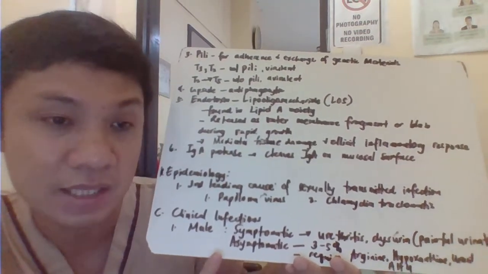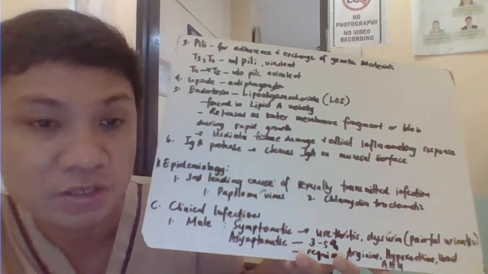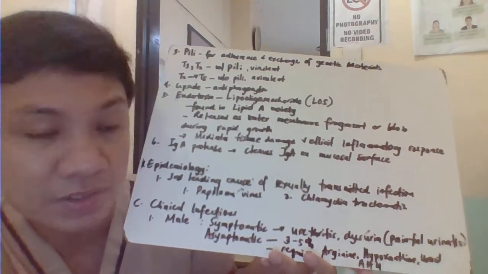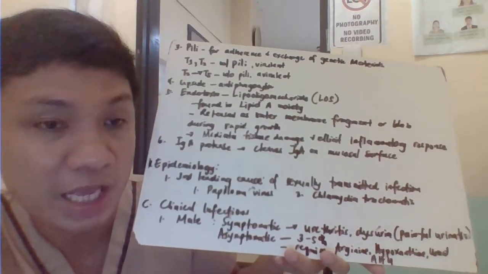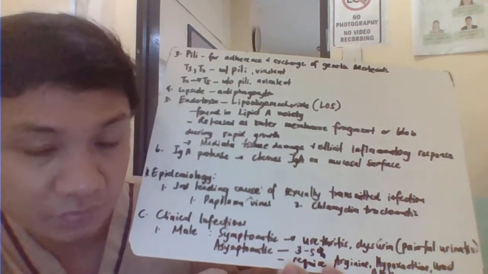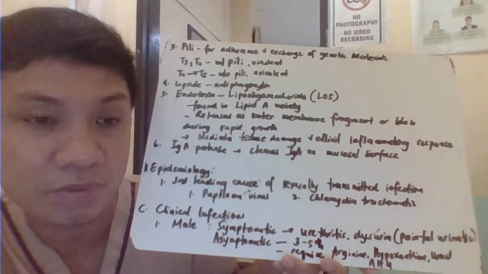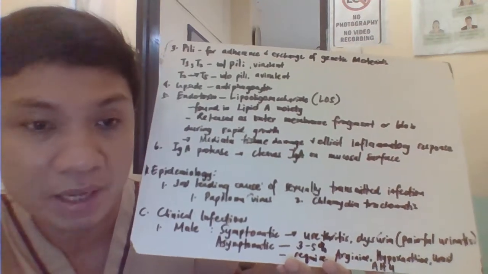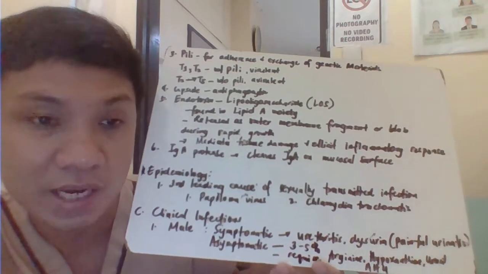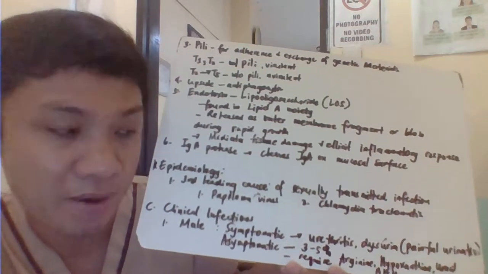In male patients, it causes symptomatic infection like urethritis, the inflammation or infection of the urethra. We also have dysuria, painful urination, with the presence of pus, so the patient has a discharge. Asymptomatic infection also occurs in 3 to 5% of the male population. Those asymptomatic strains require special growth requirements. Those are the Neisseria gonorrhoeae strains which require arginine, hypoxanthine, and uracil as growth requirements.